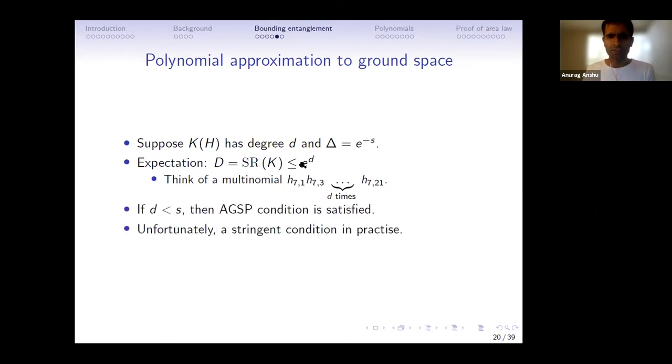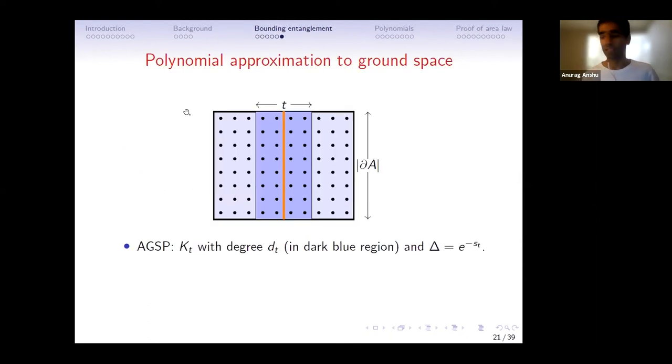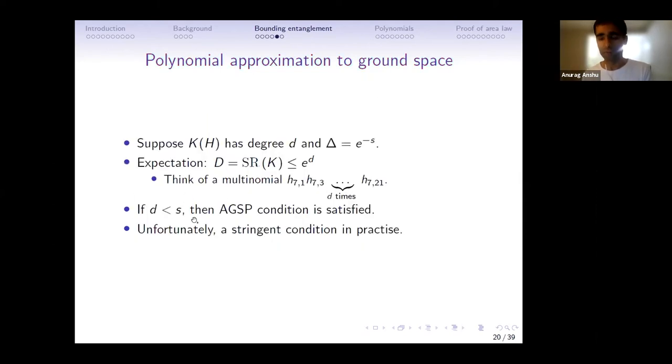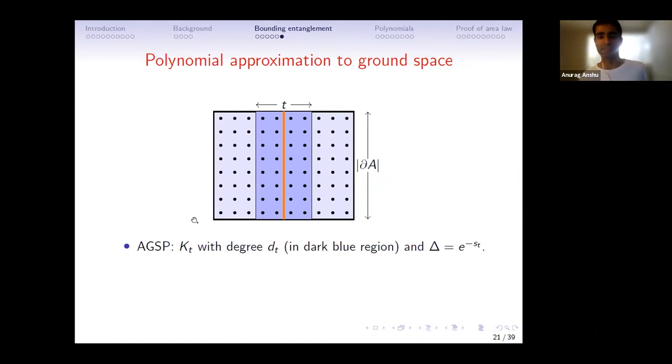So if you recall the AGSP condition that d delta was less than half, it basically boiled down to finding a polynomial where the small d is less than s. Whenever that happens, d delta is less than half, and the AGSP condition is satisfied. But it turns out that even this is hard to get in practice. So this is going to be a technical slide, by the way. All the slides which have a red title are going to be technical, and you could ignore them if you don't want to go deep into these topics. You could think of this as morally what we do, but let me spend some time on this.